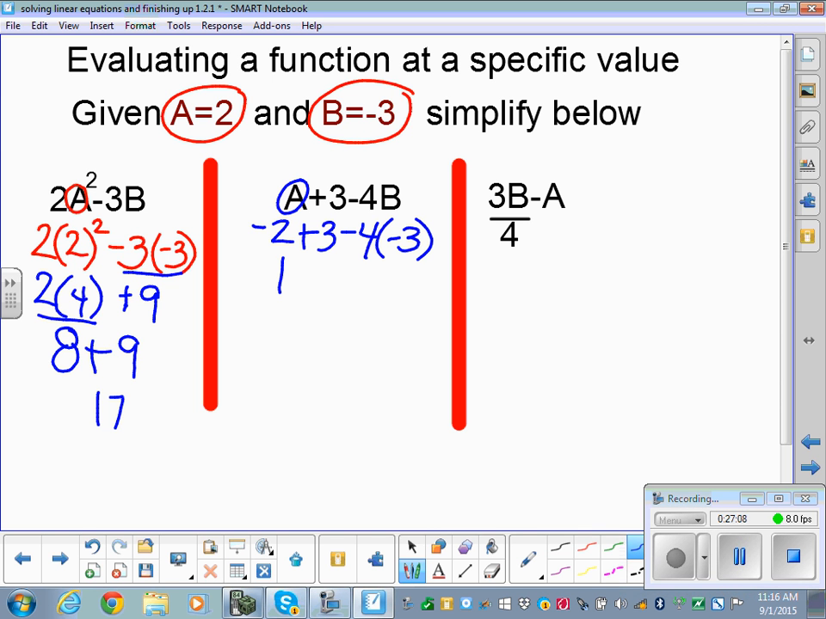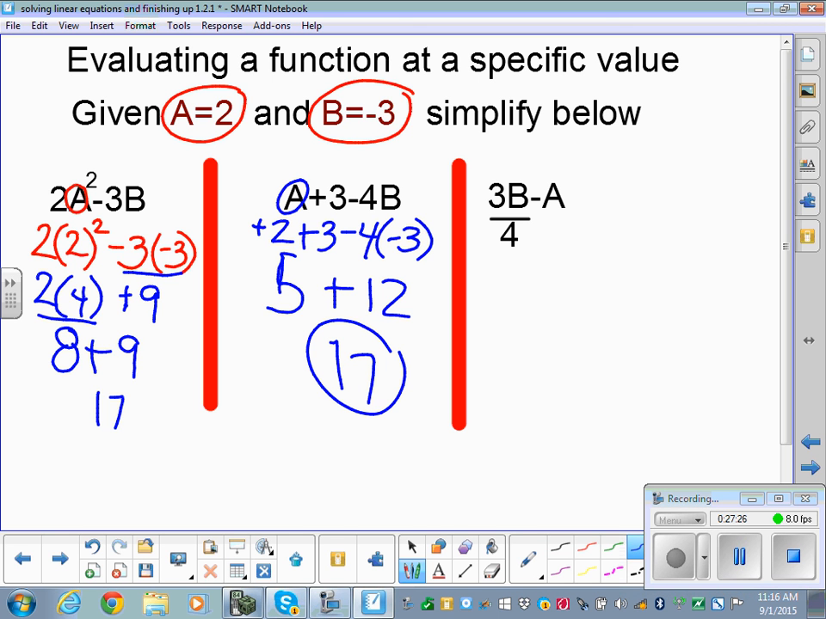What am I doing? Oh, gosh, I was like, I did not get that answer last time. Okay, a is positive 2. So 2 plus 3 is actually 5. There we go. So then we have 5 plus 12, which is 17.